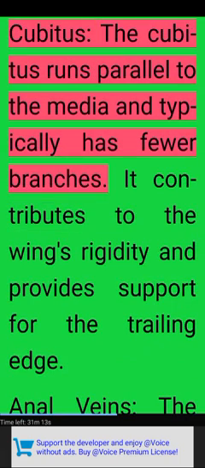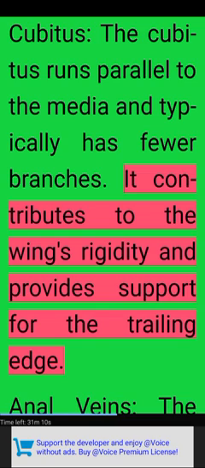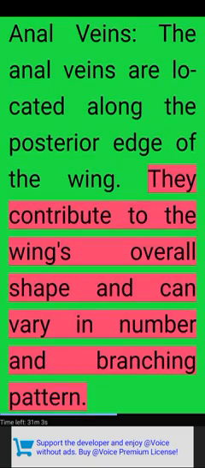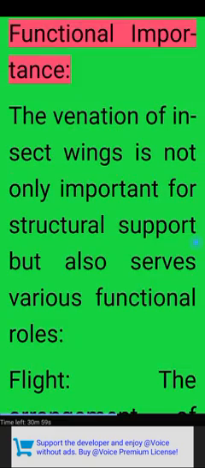Cubitus. The cubitus runs parallel to the media and typically has fewer branches. It contributes to the wing's rigidity and provides support for the trailing edge. Anal veins. The anal veins are located along the posterior edge of the wing. They contribute to the wing's overall shape and can vary in number and branching pattern. Functional importance.